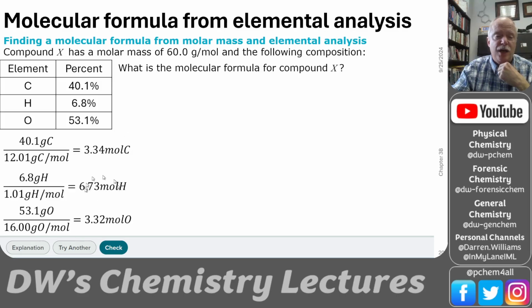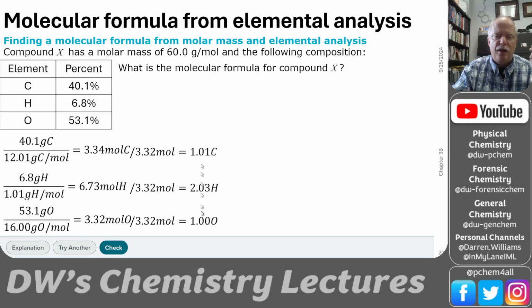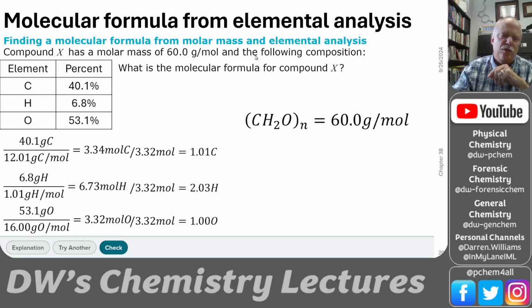What's the smallest value of this? 3.32. So we divide all 3 of those by 3.32, and we get something close to integers. All right, 1.01 carbons, 2 hydrogens, and 1 oxygen. These are close enough to 1, 2, and 1 for us to say the empirical formula is CH2O. Okay, so these 3 numbers right here go right here. 1, 2, and 1.